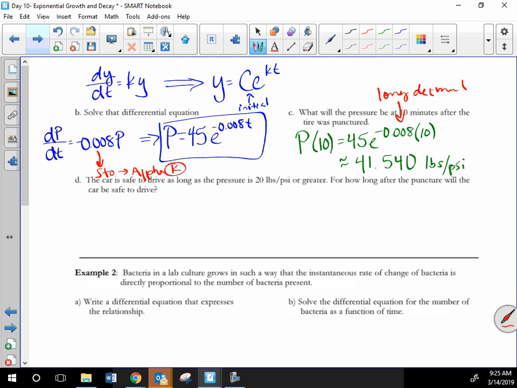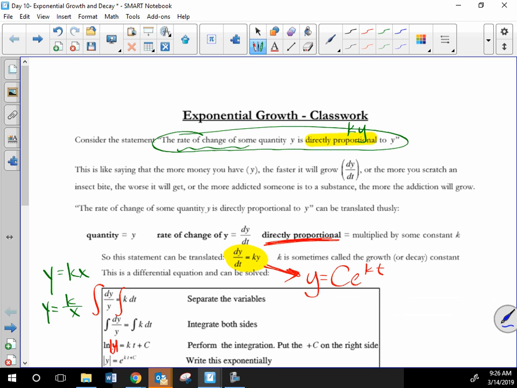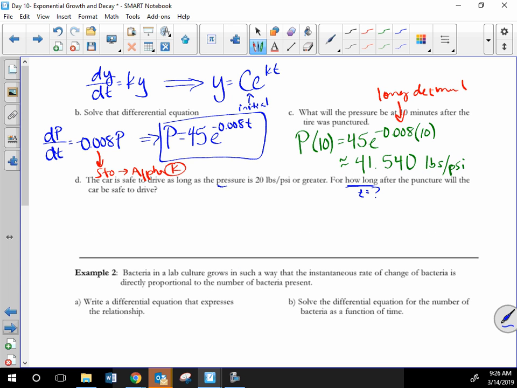Okay, the car is safe to drive as long as the pressure is 20 pounds per square inch or greater. For how long after the puncture will the car be safe to drive? Okay, what do we do with this? We want to find how long, so we want to find t. Now they're telling us what the pressure is. It's allowed to be 20 pounds. So let's find out at what point is it 20 pounds, and we can know for that length of time.